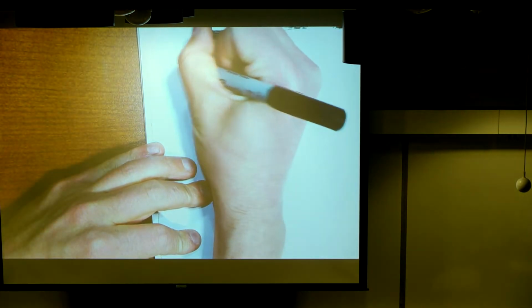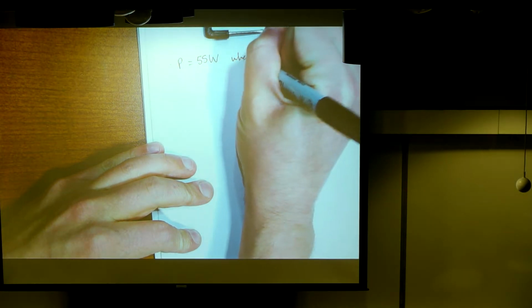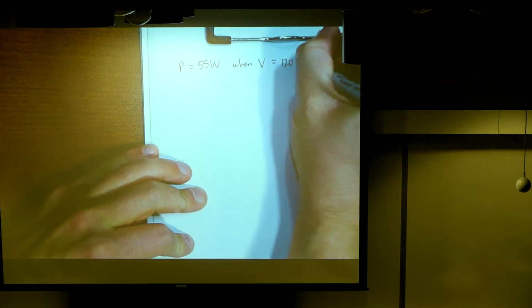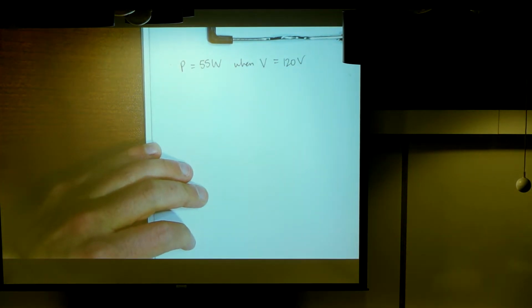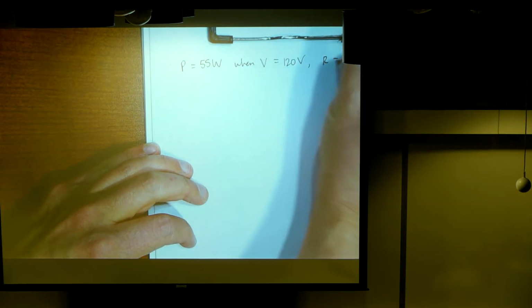So to answer the first question, what is the resistance of this bulb? I'm just going to write down the statement. P is equal to 55 watts when V is equal to 120 volts, okay? That's what we're given. So I want to use this to find the resistance.